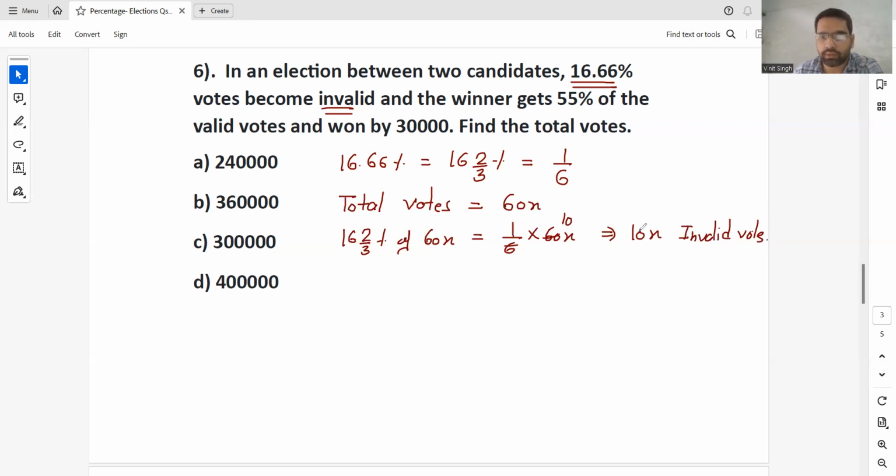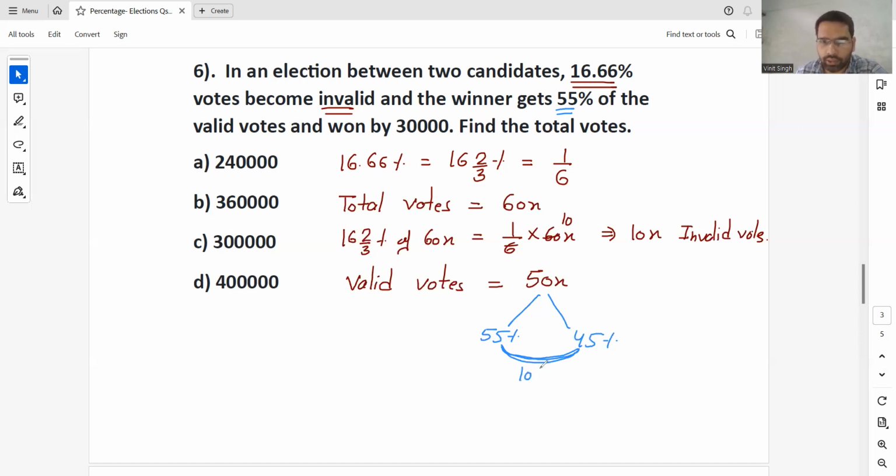Total votes is 60x. 10x invalid votes, so valid votes will be 50x. And the winner gets 55% of the valid votes. Winner gets 55%, runner-up gets 45%. So the difference is 10%. Winner gets 10% more than the runner-up.